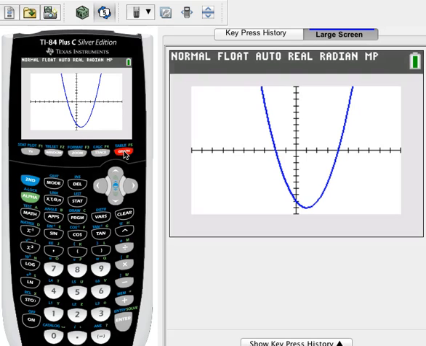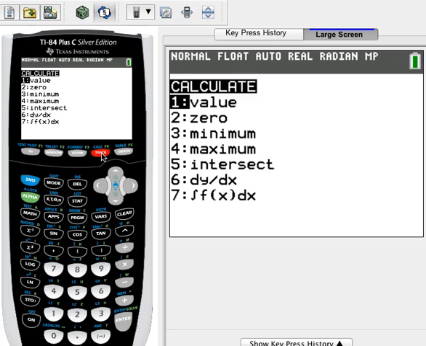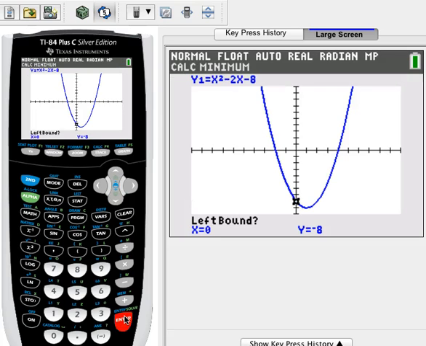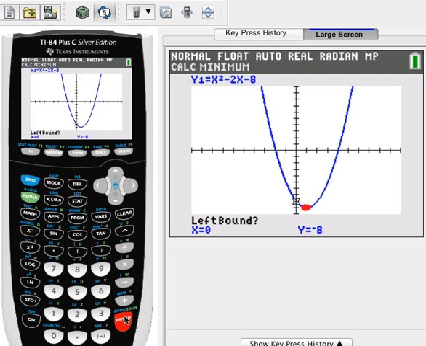To get to it, you have to press second first, then go in there. And you should see a menu like this. We are searching for the minimum value. Well, minimum is at option number 3. So if I hit enter now, it is programmed that it is now going to help me find the minimum. The first thing it's going to say is a left bound. So if we believe our minimum is right here, we want to be to the left of it, which we already are. So I'm going to hit enter.